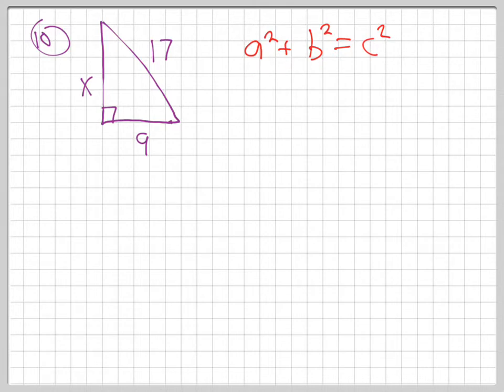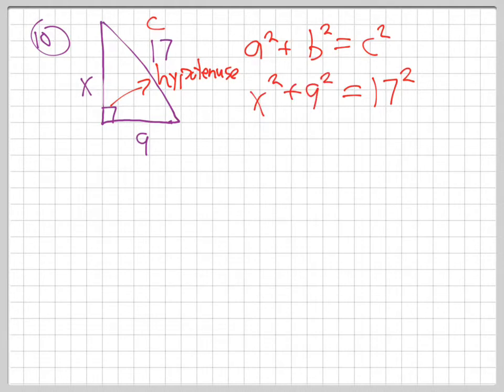By looking at it, can you tell which side's got to be the longest? 17. This has got to be C, doesn't it? That's the longest side. It's called the hypotenuse. It's the side opposite the right angle. So that's got to be the 17. And the other two, it doesn't matter what order. The A and the B, you can switch them. But make sure you get the C correct.